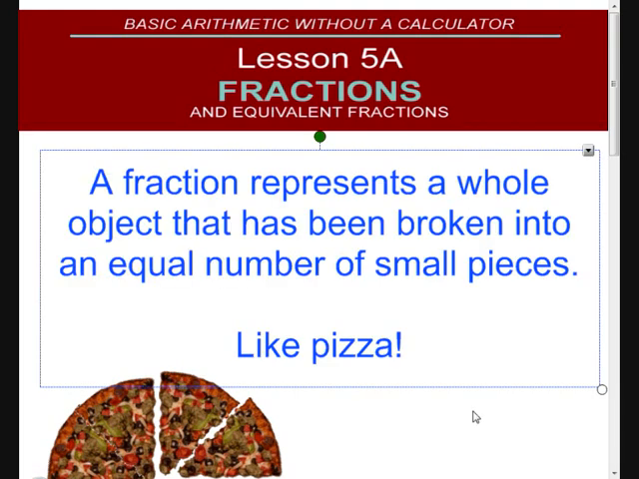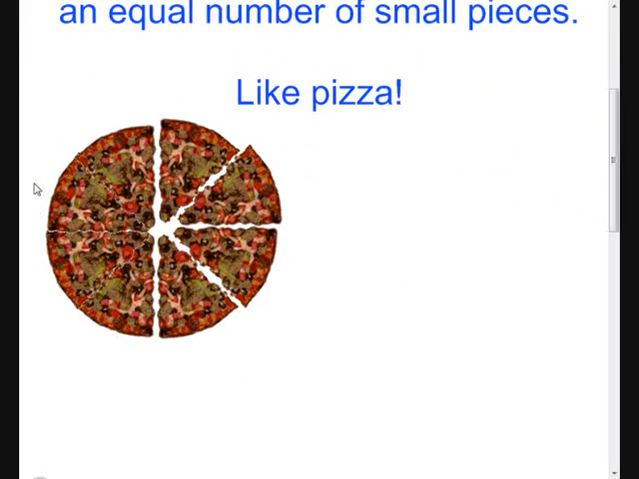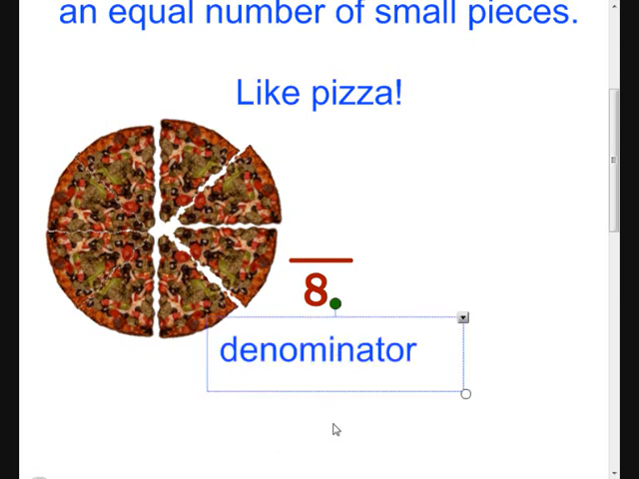Let's start out by defining what a fraction is. A fraction represents a whole object that has been broken into an equal number of small pieces, like this pizza. You can see that this pizza has been cut into 8 equal pieces, and therefore 8 is going to go at the bottom of this fraction. It's what we call the denominator. Denominator refers to how many pieces an object has been broken into.